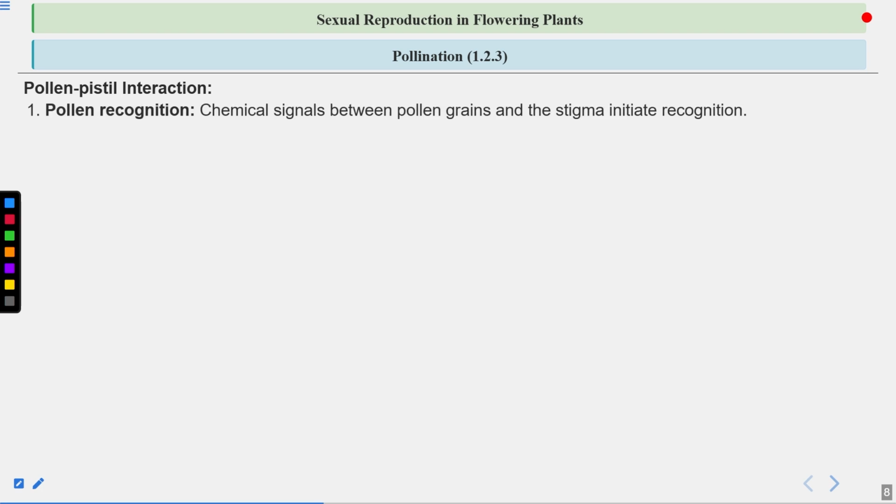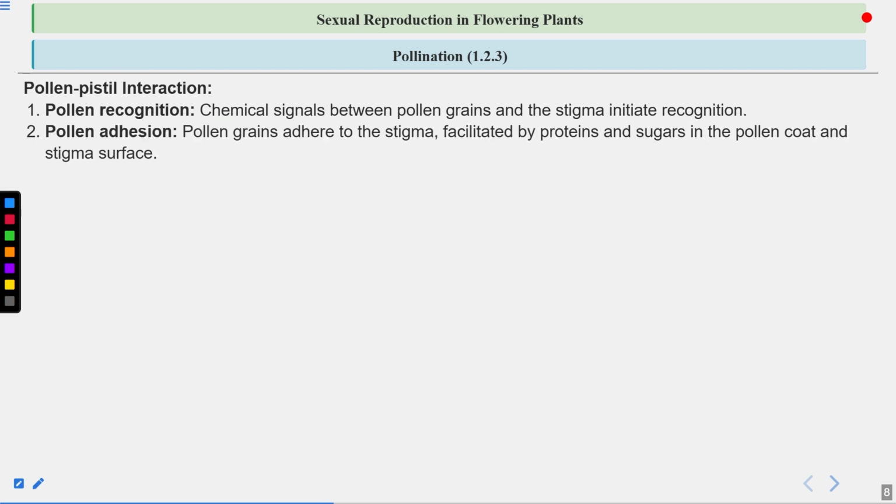So first we will understand the different things that happen in this pollen-pistil interaction. First of all, pollen recognition. The chemical signals between the pollen grain and the stigma initiate recognition. Okay, there is a chemical signal, meaning there is a release of chemicals, and the pollen grains and the stigma begin to recognize each other.